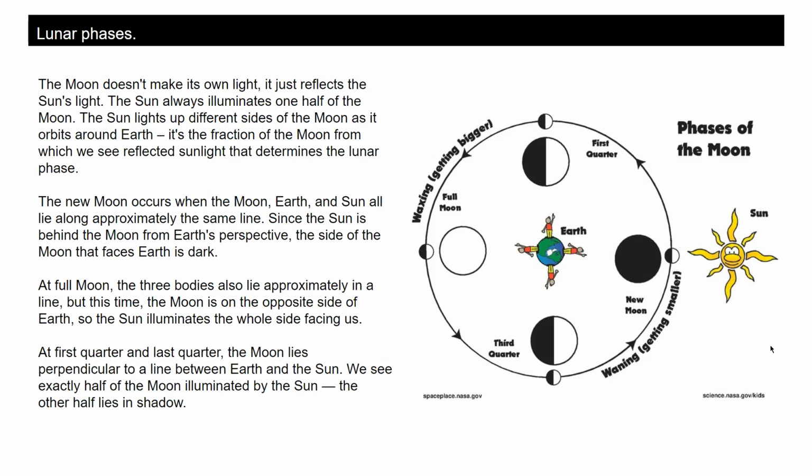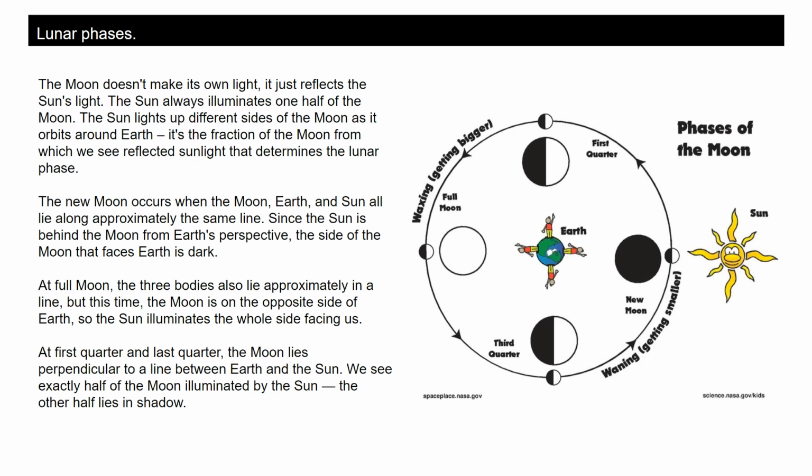Okay, now to look at lunar phases. The lunar phases describe the changes we see in the Moon as it orbits around the Earth. For example, in a full moon, the moon is fully illuminated by the sun. For a half moon, we only see half of the moon illuminated. This occurs during the first quarter and the third quarter of the stage.